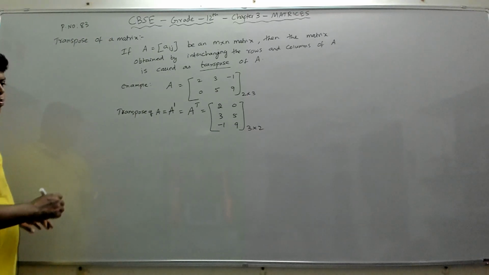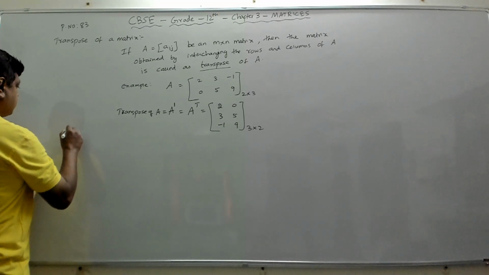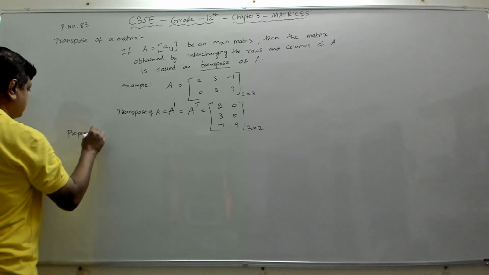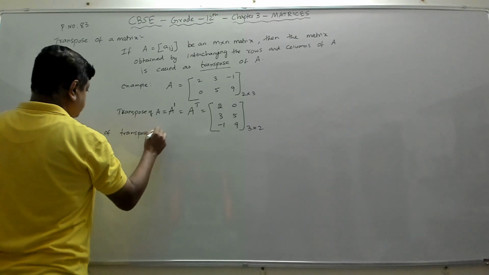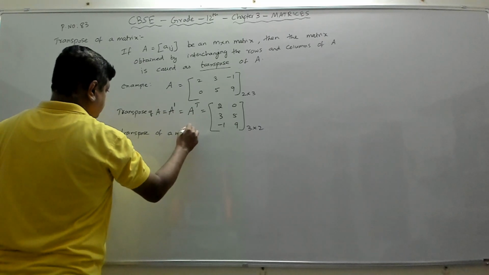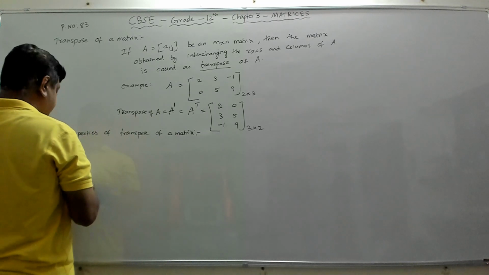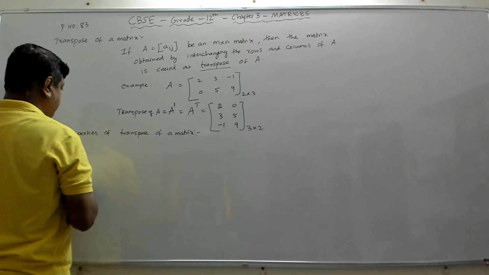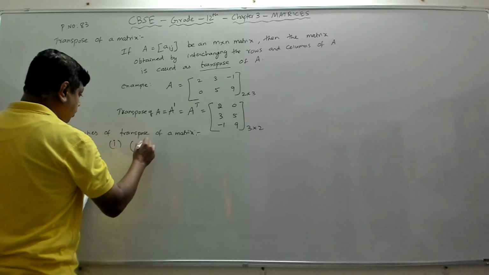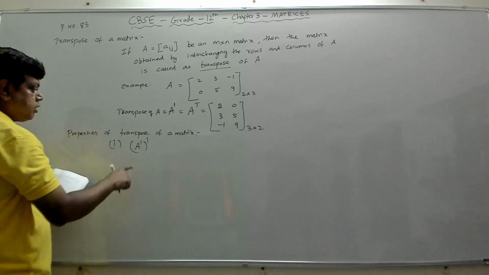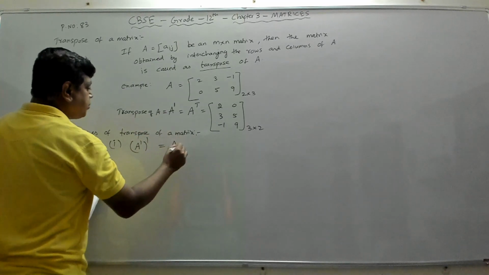Now next we have properties of transpose of a matrix. We have 4 properties. Suppose A and B are 2 matrices. The first property is A transpose whole transpose. A dash means transpose. If I take the transpose of A, and again take the transpose of the transpose, then I get back the same matrix A.